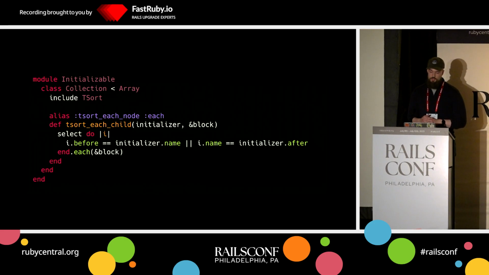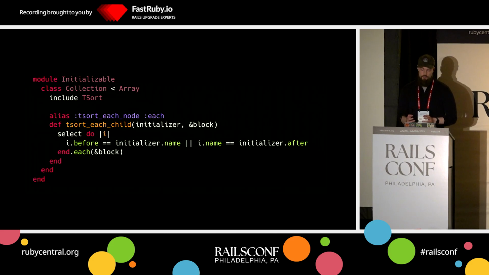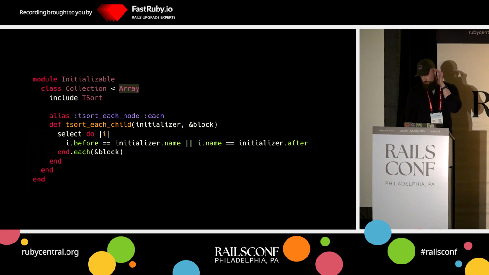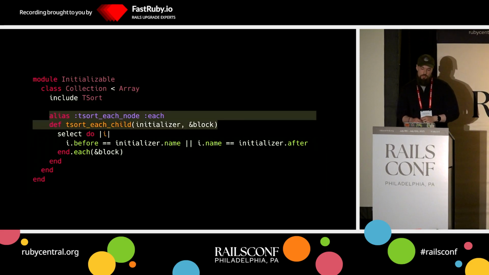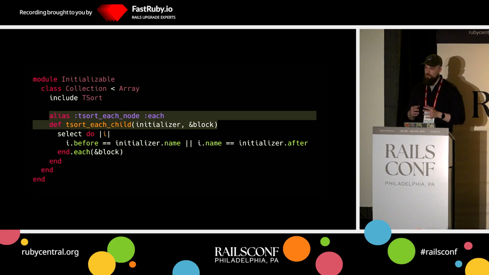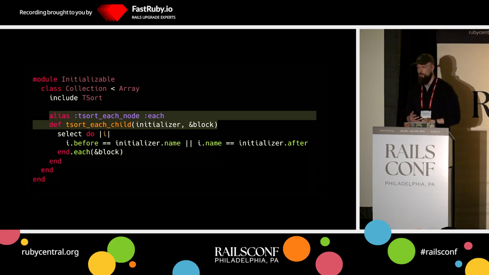This means that Rails needs to sort initializers at some point, and that's done in the Initializable Collection class. Note that this includes Ruby's TSort module and extends Array. Now, TSort is short for topological sort, and topological sorting is a bit complicated. But you can think of it in terms of a graph with nodes and children, hence the definition of tsort_each_node and tsort_each_child.